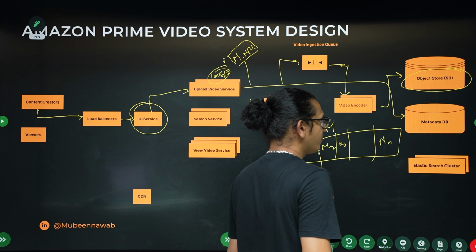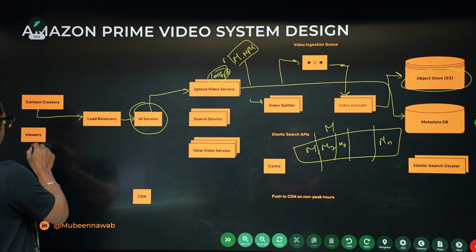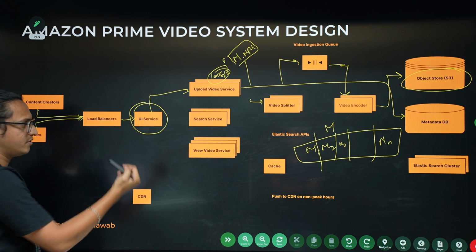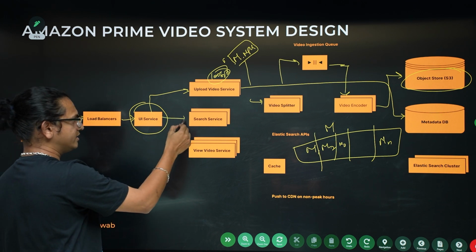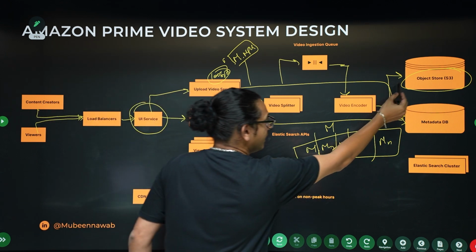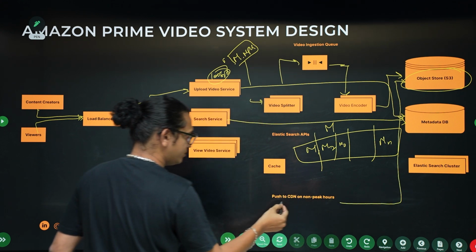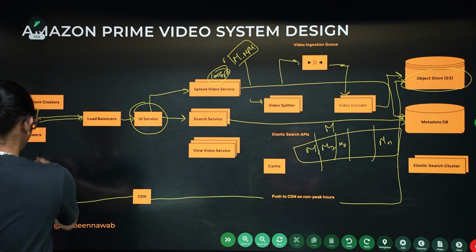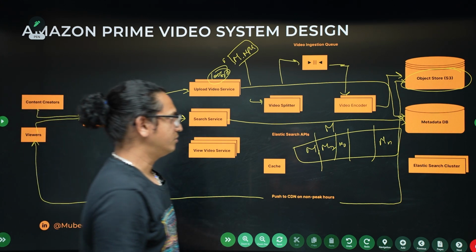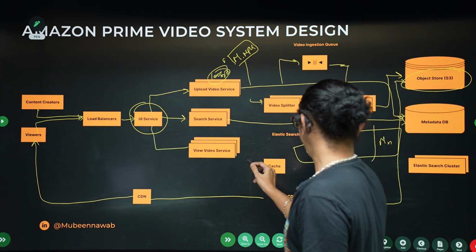Now, for the files stored in the object store S3, how will the users retrieve them? Of course, the viewers will use the UI, the front end. For the search engine, they can easily fetch the details from the MetaDB. Along with that, this is a two-way factor where we will use the CDN services to get the files to the users. Files will be pushed to the CDN during non-peak hours. So this is how viewing can be done.